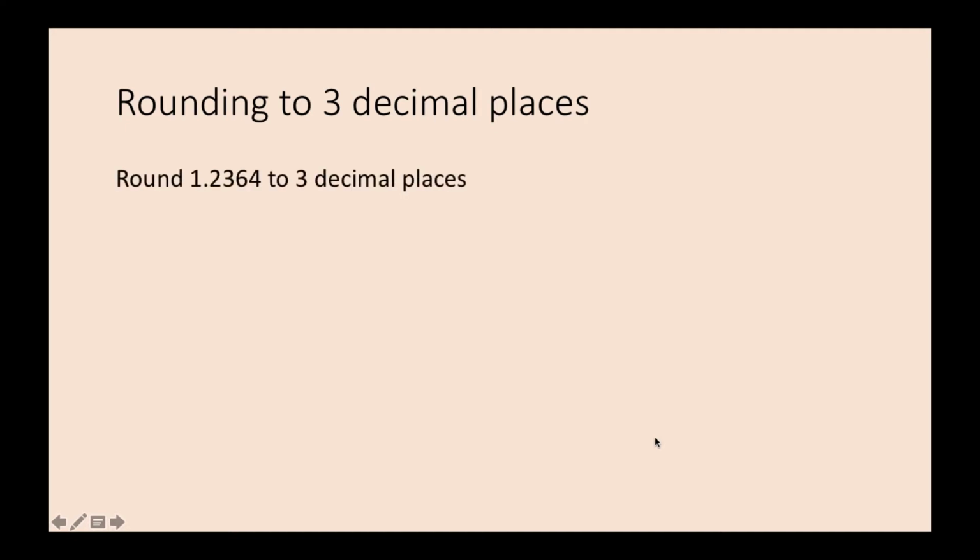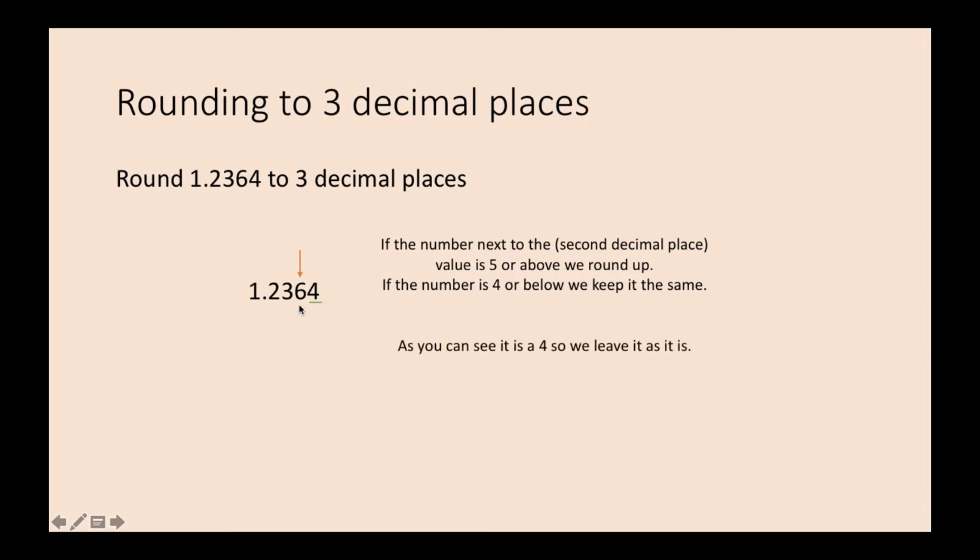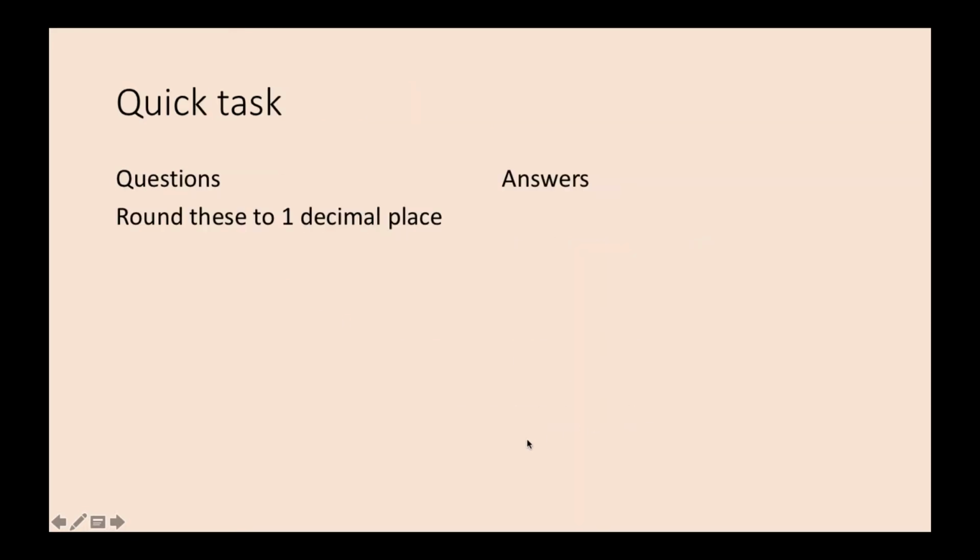Let's have a look at another one. 1.2364. I'm rounding to 3 decimal places, so I need to keep these 3 numbers, but this is either going to stay as a 6 or change to a 7. So let's look at the number next to it. That's a 4, and because it's 4 or below, that's going to stay the same. So it's going to be 1.236. We just get rid of the 4. Okay, so I hope that makes sense.